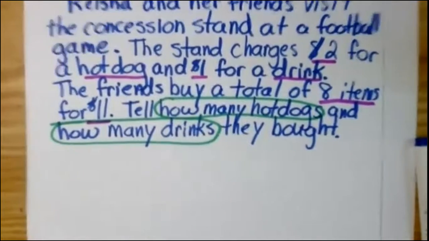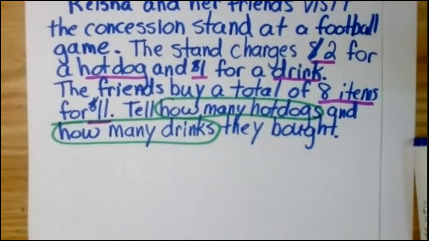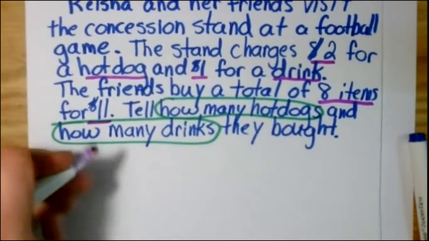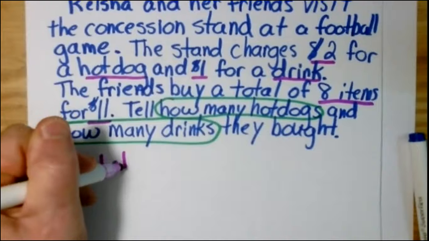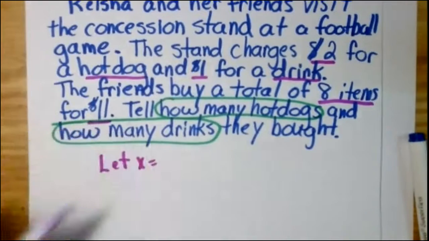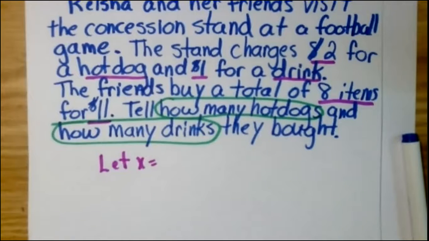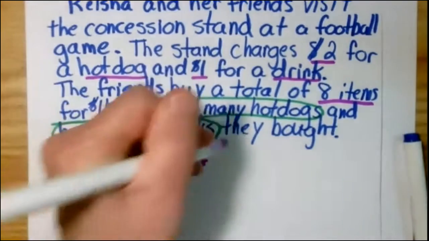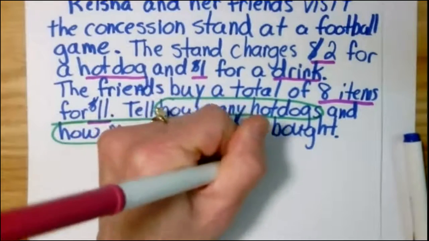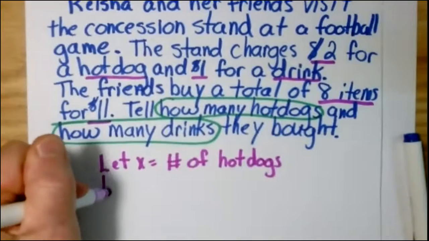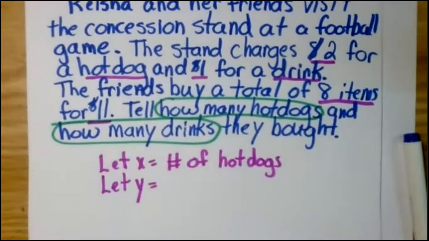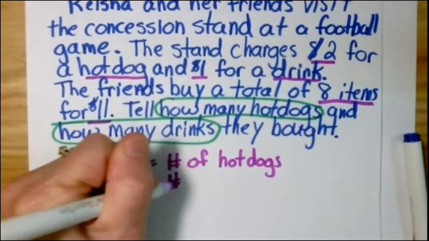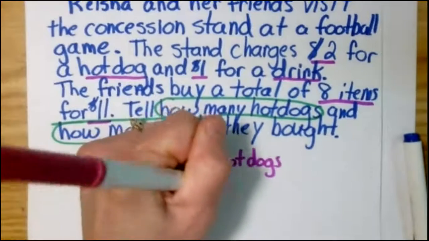Okay, so I'm going to, first of all, decide what my variables are going to be. We're going to need 2 variables. So we're going to let x equal, and you can pick variables that represent what you're talking about. I'm just going to use x and y right now because your book example uses x and y, and I don't want to confuse you. So let x equal the number of hot dogs, and let y equal, what do you think? Exactly, the number of drinks.